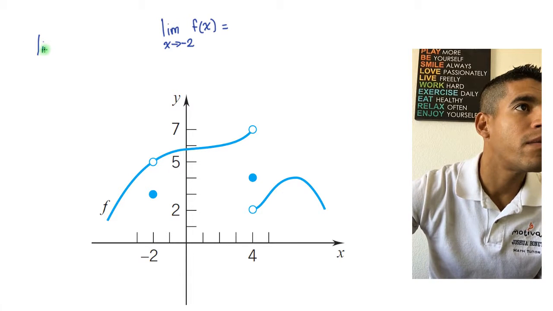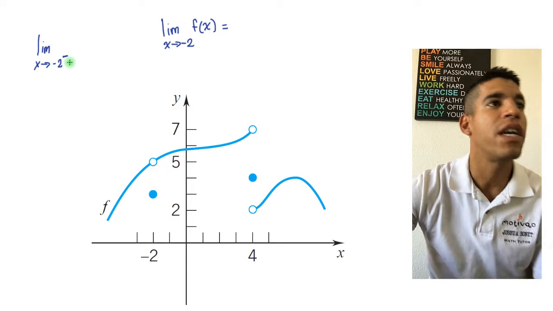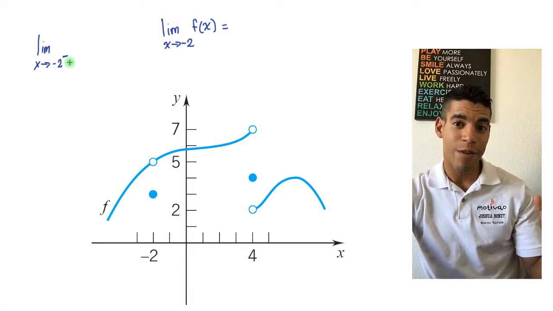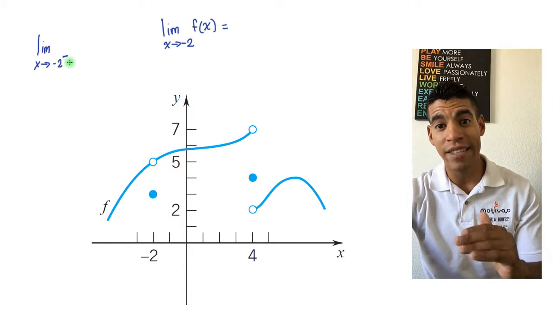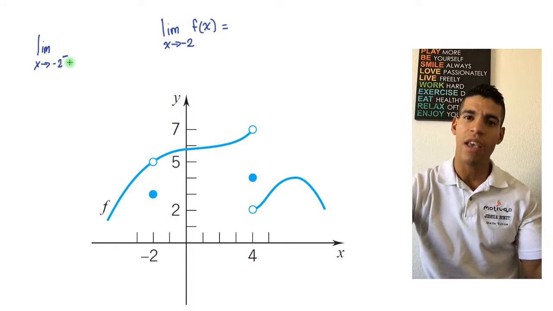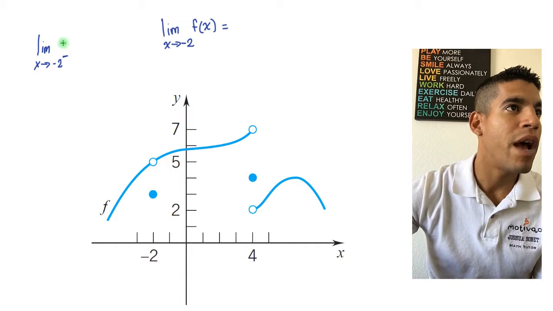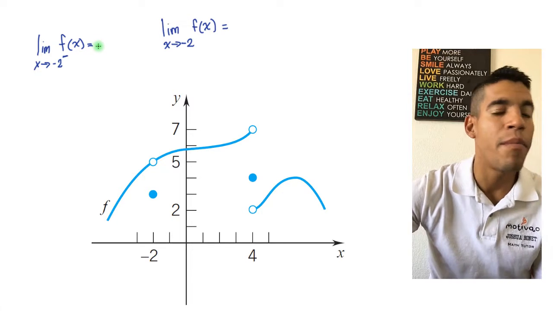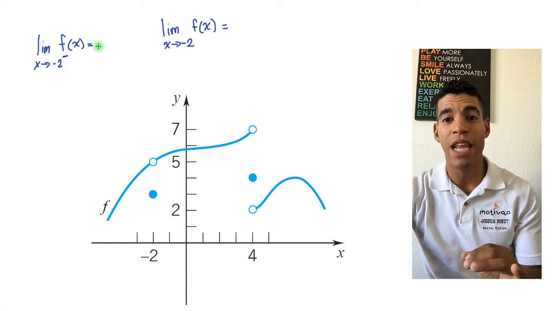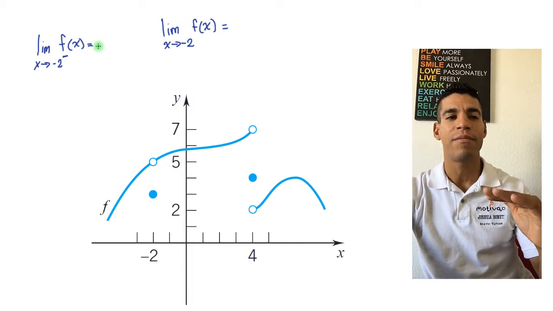Limit when x approaches -2 from the left. Notice that the negative on the left of the 2 is the negative number, and then the minus sign on the exponent is the approaching from the left. Okay? So the limit of f of x is equal to what value? Now, remember, the limit is a value in the range. So it's a value on the y-axis.